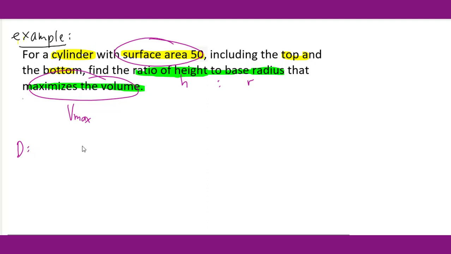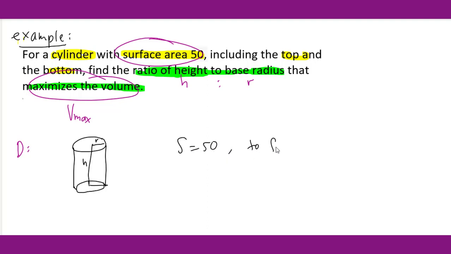First D is draw a diagram. So given is a cylinder. This is the pattern of the cylinder. This one consists of R, label R and H. Now we're going to find the ratio between H and R. The next step is given surface, surface is 50. Find the ratio of H and R when V is max.